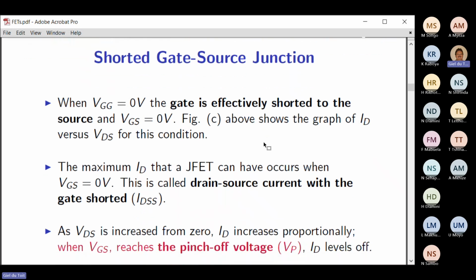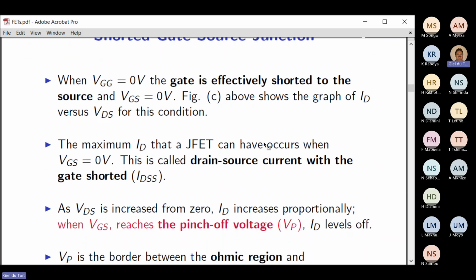Right. So the shorted gate-source junction, we already explained that, is when there's 0 volt on it, then it's in a cut-off position, and therefore there's no current flowing in the drain source. The maximum drain current that the JFET can have occurs when the gate source is 0 volt. The maximum current will flow. All right. Now this is called drain source current with the gate shorted.